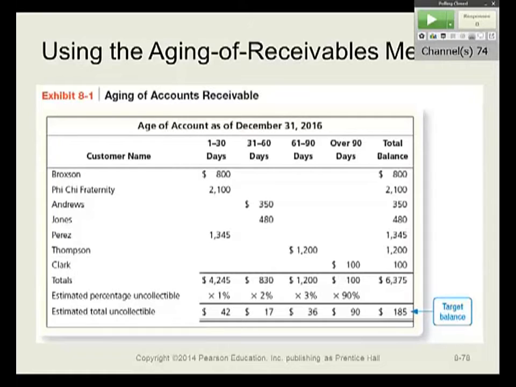Now, over 90 days, of course, in some companies, someone asked me, 90 days overdue or 120 days overdue, you may find companies turning these accounts over to an attorney for collection. Now, the only difference between the percentage of accounts receivable and the aging is that the percentages, rather than being applied against the total balance of accounts receivable, you apply the percentages to each individual category. So rather than having one percentage against the 6375, you apply a percentage against each category. And the target balance in the allowance for bad debts is 185. So that's the balance that we want to have.